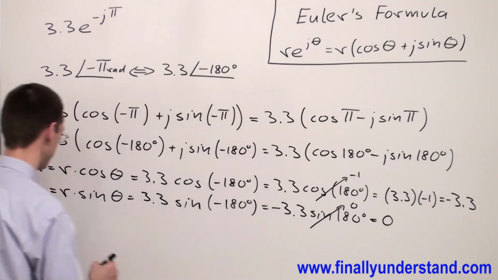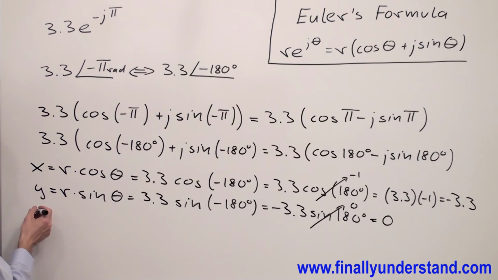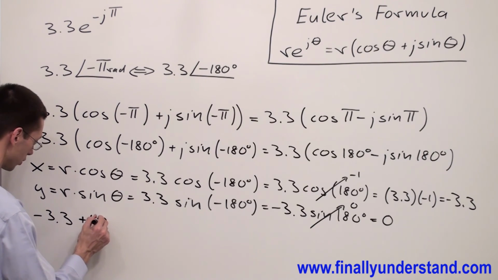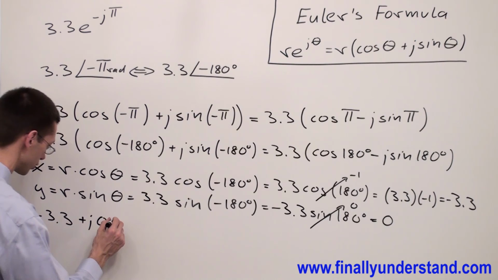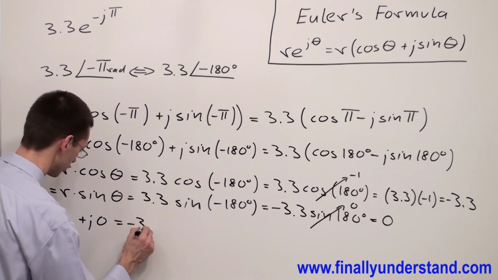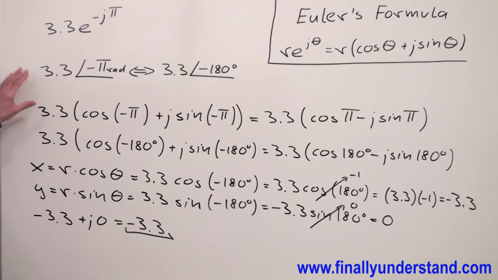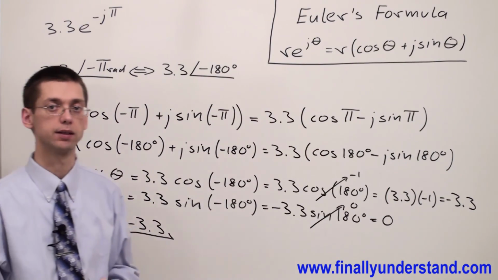Okay, so I have my rectangular form. My real part is equal to negative 3.3. My imaginary part is simply 0. I can write just plus j0. 0 times j gives me 0. So the answer is equal to negative 3.3. I have the complex number expressed in polar form, trigonometric form, and rectangular form. We can say that the problem is solved.